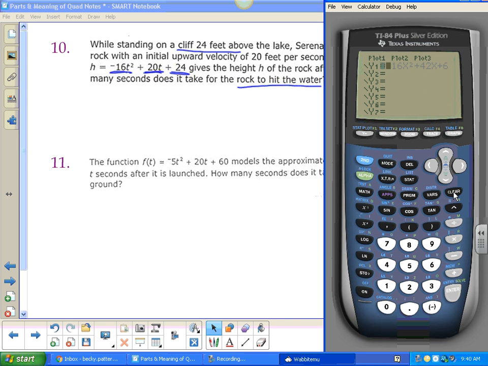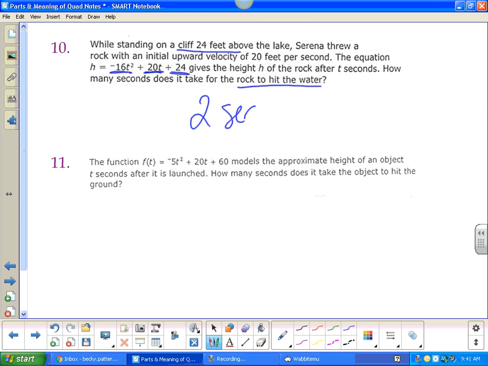So I'm going to go y equals negative 16x squared plus 20x plus 24. Oh, and I'm in decimal mode. So I'm going to go to table set, start at 0, go up by 1. Now let's see. Oh, look, it hits the water. Takes 2 seconds. Splat. And it's hit the water because its height is 0 feet. So it takes exactly 2 seconds for it to hit the water. Didn't have to fine tune that one at all.